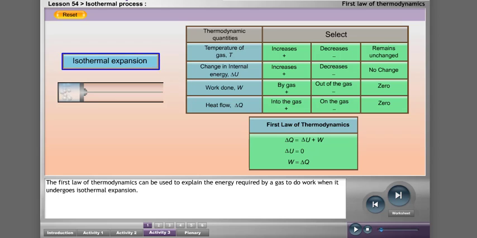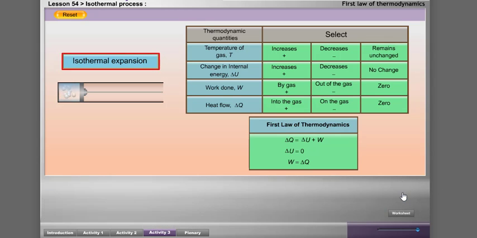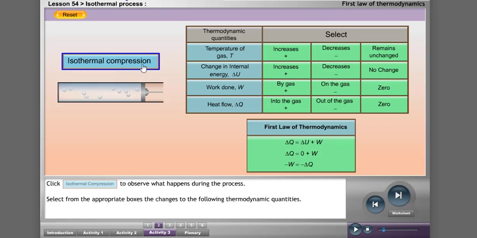The first law of thermodynamics can be used to explain the energy required by a gas to do work when it undergoes isothermal expansion. Click Isothermal Compression to observe what happens during the process. Select from the appropriate boxes the changes to the following thermodynamic quantities.